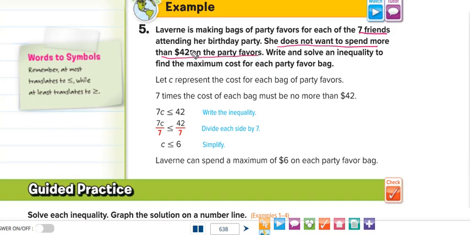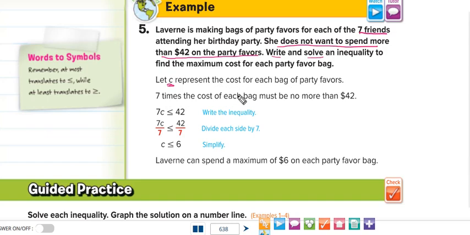Not spending more than 42 means she can spend 42 or less, but she can't spend more. Write and solve an inequality to find the maximum cost of each party favor. Now, we will suppose that C represents the cost of each bag.